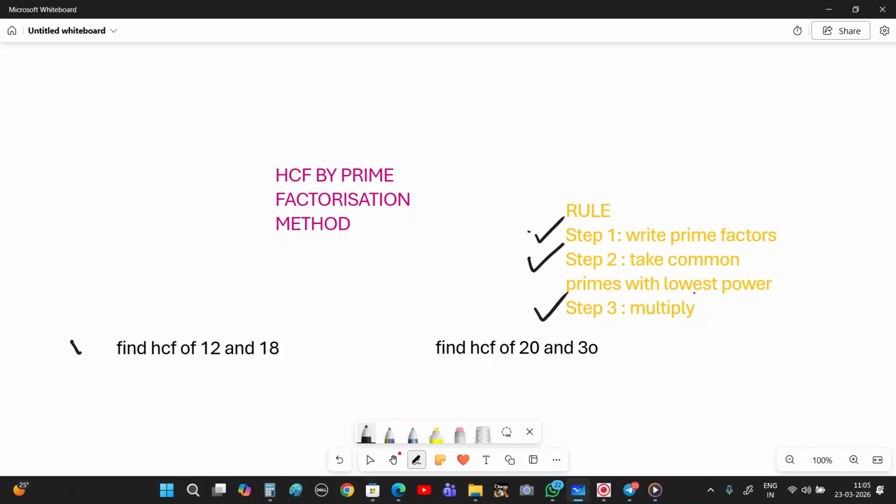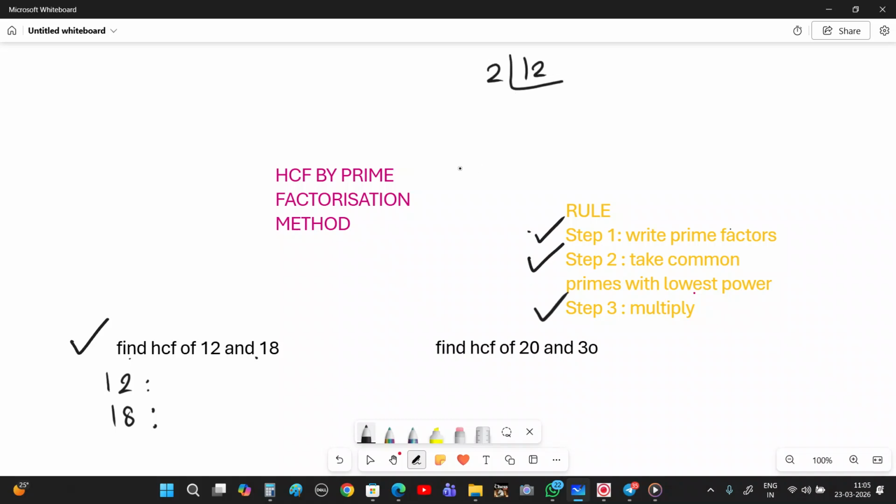We can do it with the help of an example. Find HCF of 12 and 18. So what is our first step? Write prime factors. You have to write the prime factors of both the numbers. First we can write the prime factors of 12. So for that you have to factorize 12.